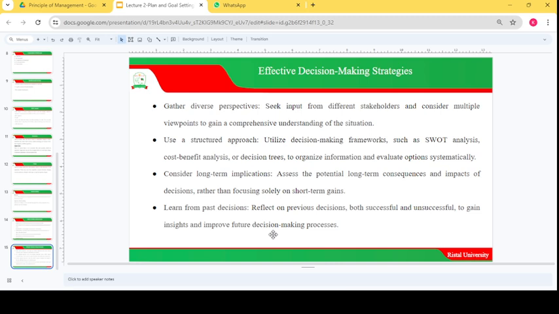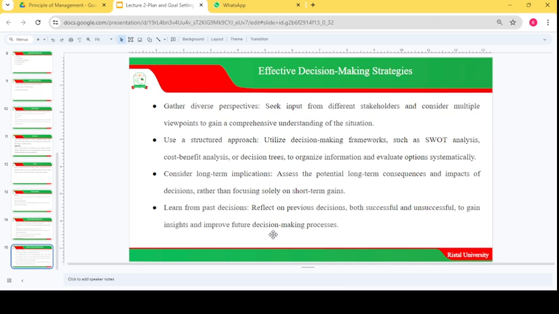So let's look at some of the effective decision-making strategies. One, gather diverse perspectives. Seek input from different stakeholders and consider multiple viewpoints to gain a comprehensive understanding of the situation. And then we need to use a structured approach whereby we utilize decision-making frameworks such as a SWOT analysis, a cost-benefit analysis, or decision trees to organize information and evaluate options systematically.